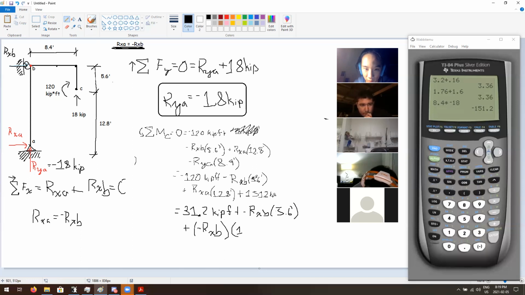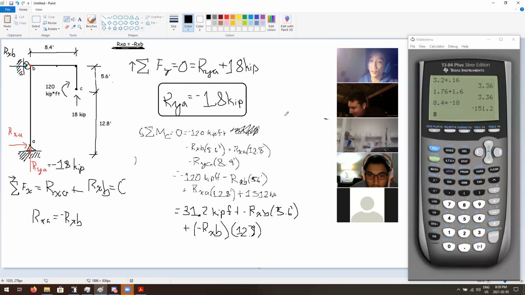Yeah, 5.6. All right, let me just go through this again. 31.2 kip feet minus RXB times 5.6 feet plus negative RXB times 12.8 feet. No idea why, but I thought it was 3.6 for a while. You're just tripping. I'm drawing with the mouse, so yeah, it's no problem.